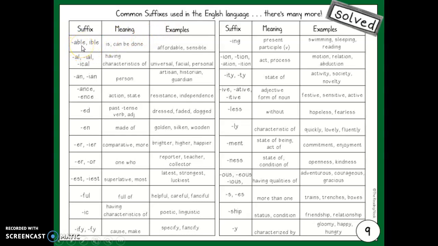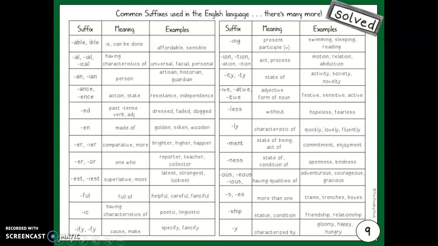Able would be the suffix. Whenever you see this as a suffix at the end of a word, remember suffixes go at the end of words, the meaning of a suffix, that is able, means is or can be done. And a couple of examples are affordable and sensible. Same for over here. You see ly a lot at the end of words. That's a very common suffix. The meaning of that suffix is it has a characteristic of something, like in quickly, or lovely, or fluently.